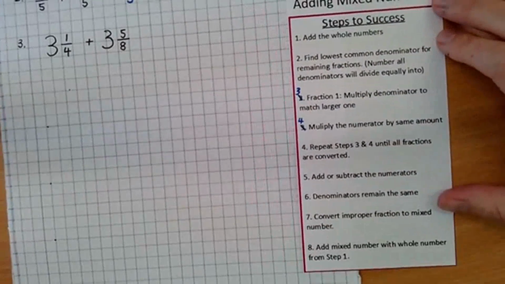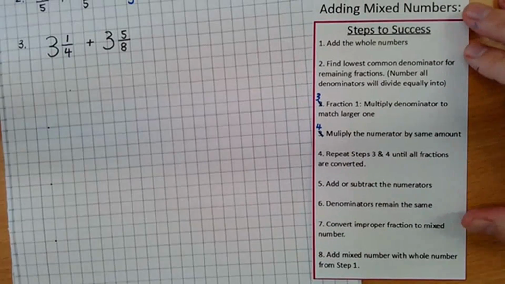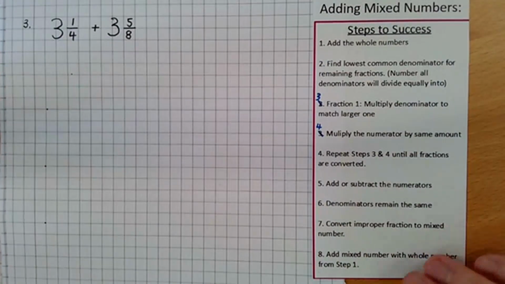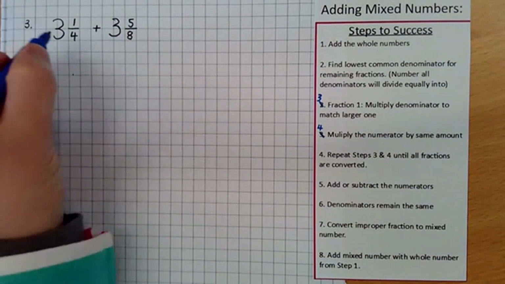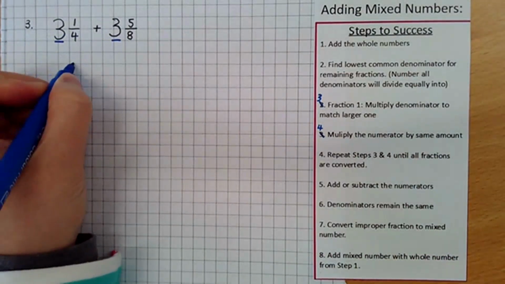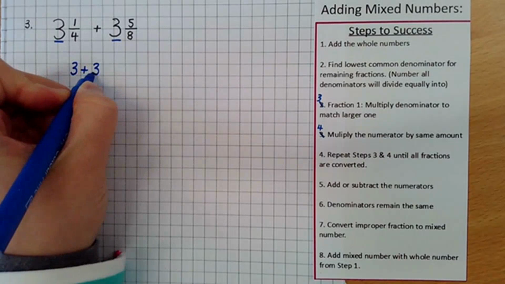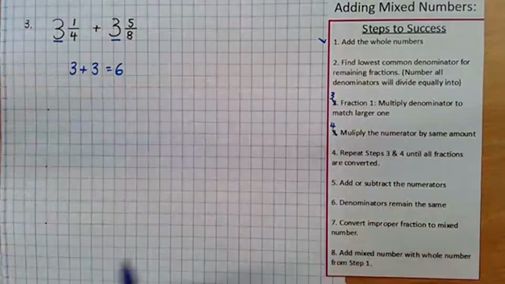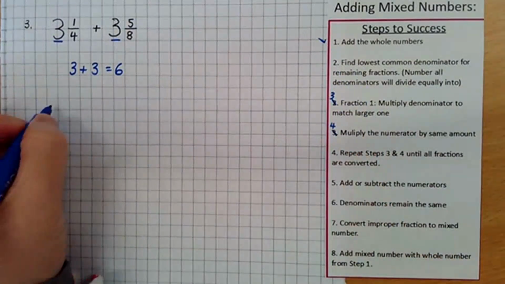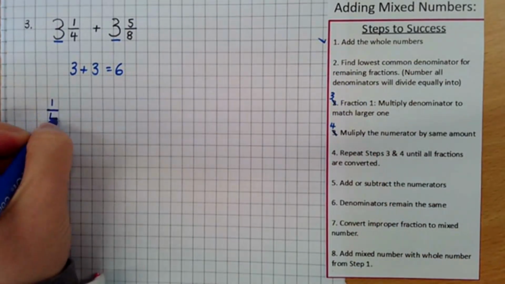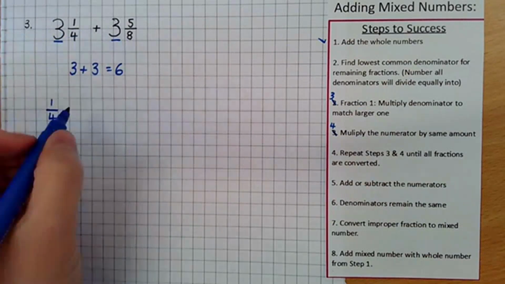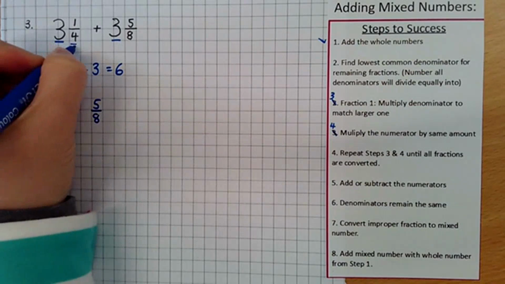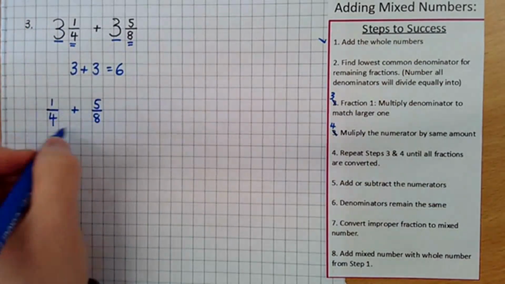So let's take a look at our steps to success. Number 1, first of all, we're going to add the whole numbers. So we have 3 and 3. So I'm going to write that here. 3 plus 3 equals 6. And I'll just tick that. Next, I'm going to write the fractions that I have, 1/4, because I've added this, and also 5/8. Okay, you can see the fractions here. I've just written them here.